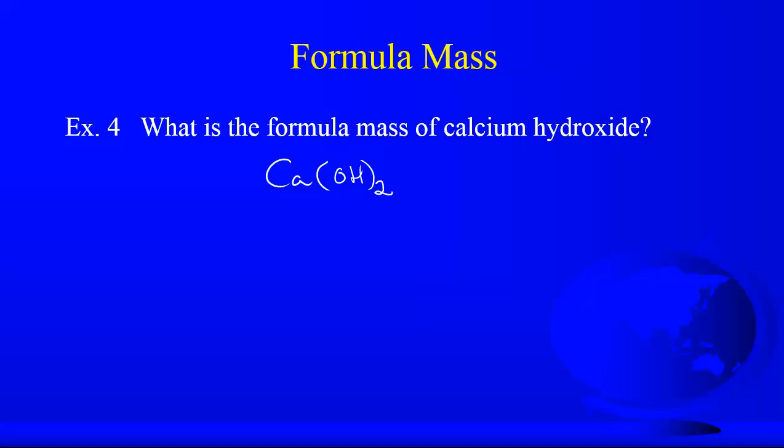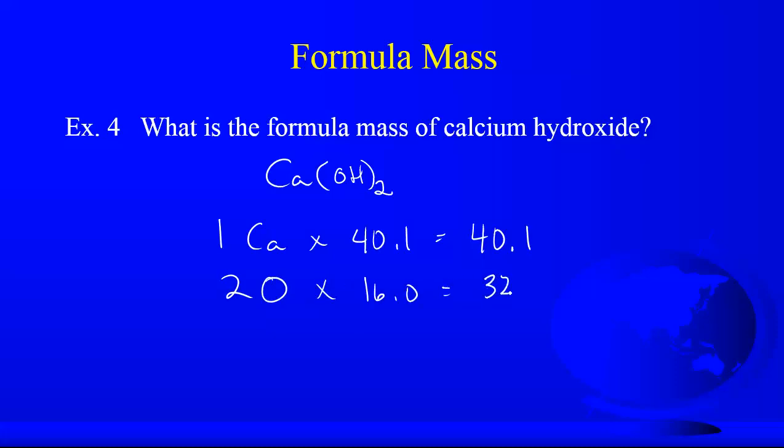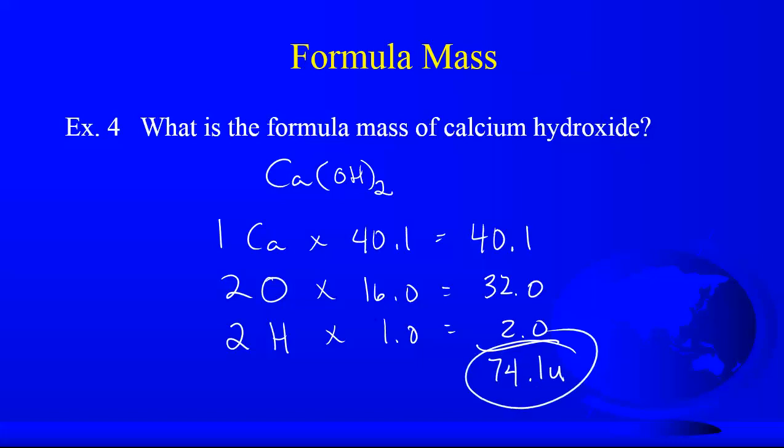How many calciums do you have, Lenoir? 1 at 40.1. 40.1. How many oxygens? 2 at 16.0, equals 32. How many hydrogens? 1 or 2, sorry, at 1.0, 2.0. Goodness gracious, he is a walking calculator.